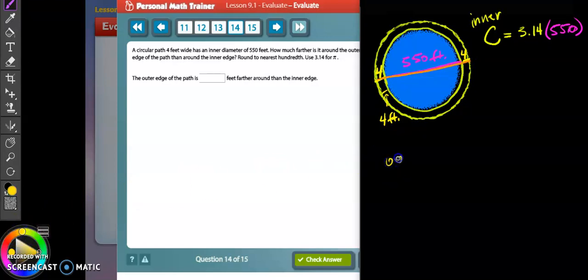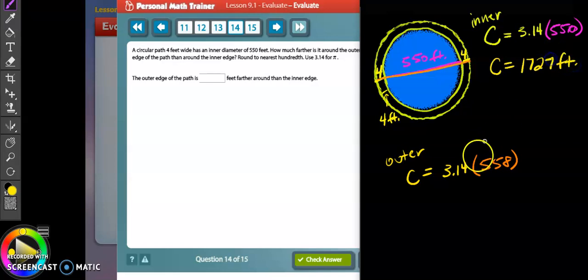So this is the outer circumference. We're going to use 3.14 again. This time we want to use the bigger diameter for the whole thing, which is 558 feet, because I had to add 4 feet on each end for the sidewalk width. Alright, so we need to find these 2 circumferences. In order to do that, we're going to use a calculator. So the inner circumference is going to be 1,727.7 feet.